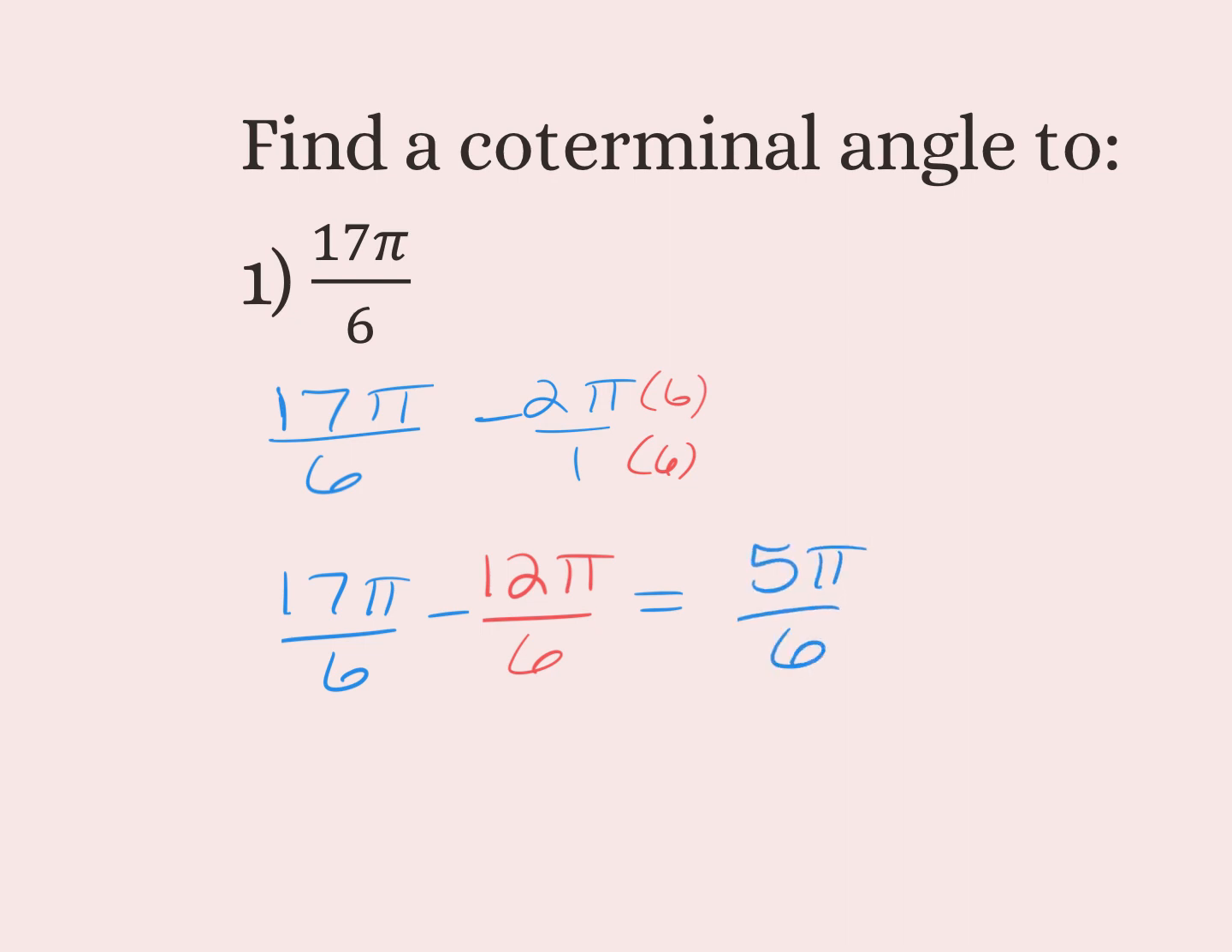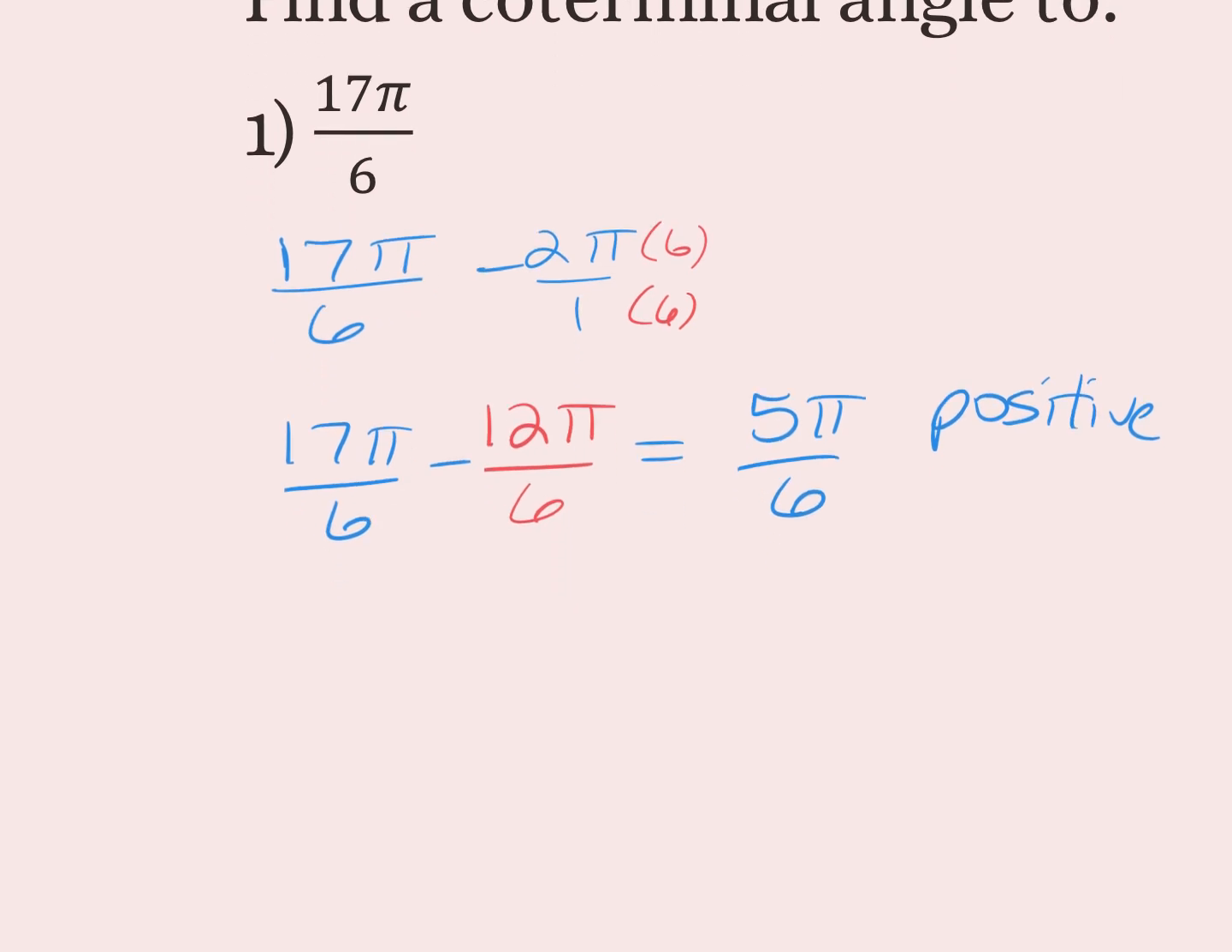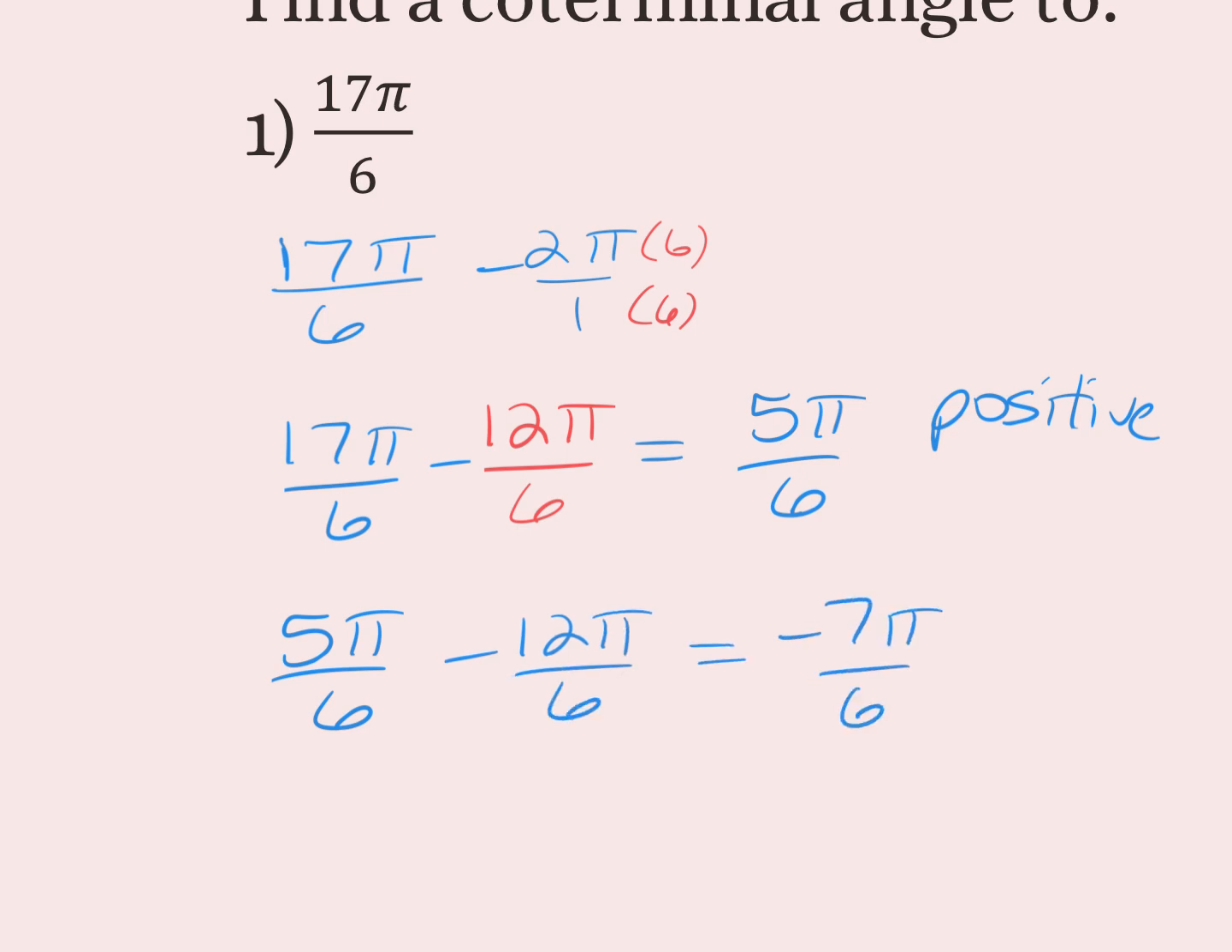Now, this is still a positive coterminal angle. So if I wanted to get to a negative coterminal angle, I would have to subtract 2 pi one more time. Remember, we already found the common denominator, so we would just take our 5 pi over 6 and subtract another 2 pi, which is equivalent to 12 pi over 6, and now I have my negative coterminal angle, and it's negative 7 pi over 6.